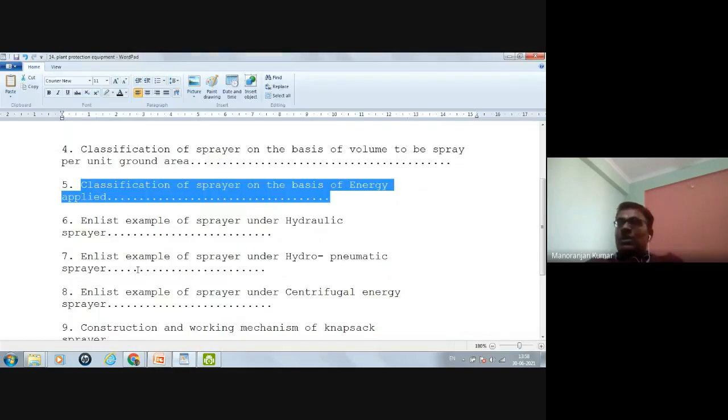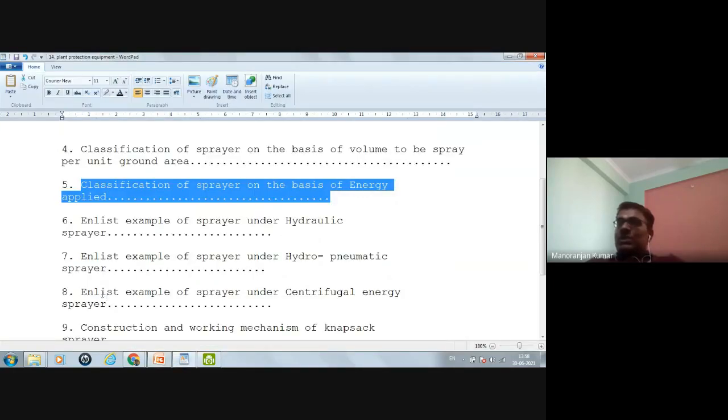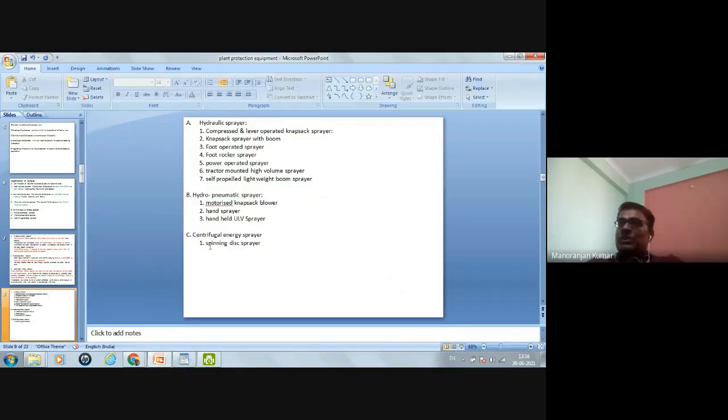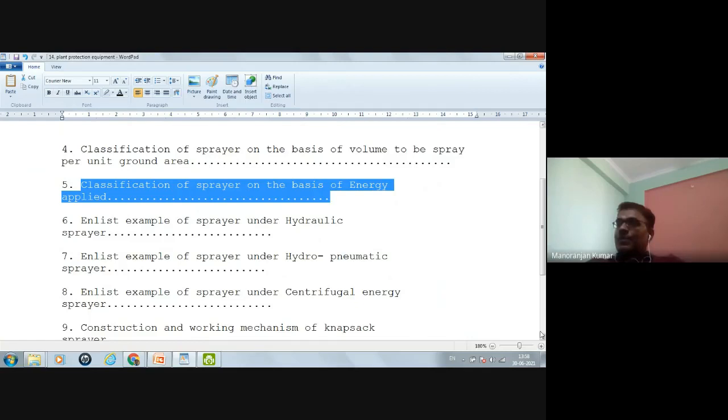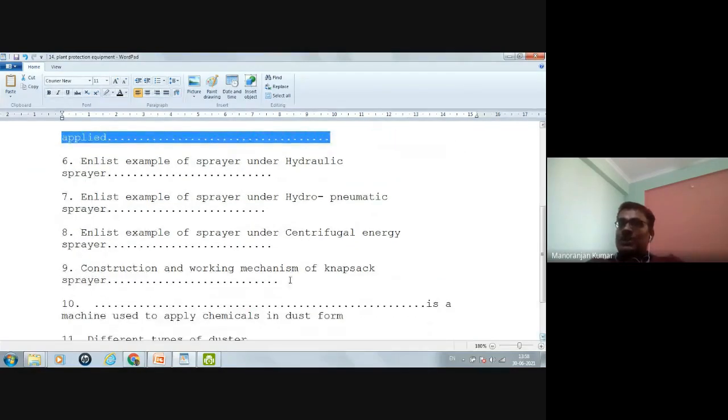Similarly, the other question: list examples of sprayer under hydropneumatic sprayer. Under the hydropneumatic sprayer, these are the examples: motorized knapsack blower, hand sprayer, handheld ultra low volume sprayer. Other question: list examples of a sprayer under centrifugal energy sprayer. In this case, only spinning disc sprayers are the example. Okay. Now other question: construction and working mechanism of knapsack sprayer.